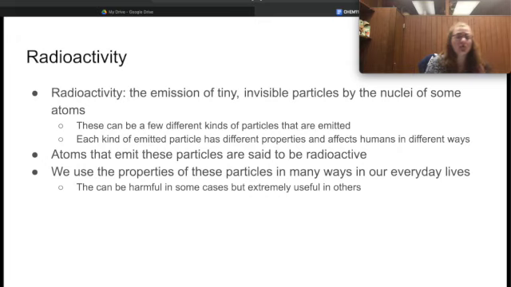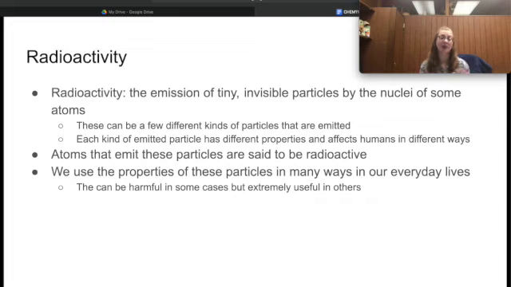So, radioactivity is the emission of tiny invisible particles by the nuclei of some atoms. These can be a few different kinds of particles that are emitted. We'll talk a little bit about that. Each kind of emitted particle has different properties and affects humans or living cells, for instance, in different ways. So atoms that emit these tiny invisible particles are said to be radioactive. If something has this characteristic of radioactivity, it's said to be radioactive.